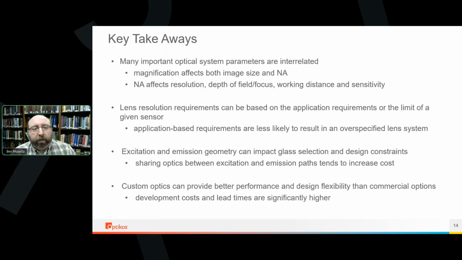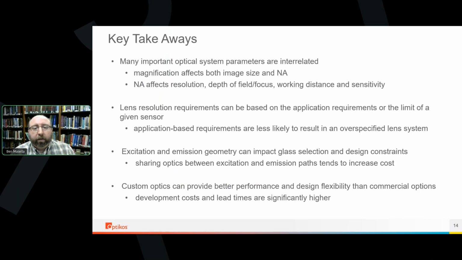So, key takeaways from what we discussed today. Many important optical system parameters are interrelated. Magnification, for example, affects both image size and numerical aperture. The numerical aperture can affect resolution, depth of field or focus, working distance, and the sensitivity of the system. And all these need to be considered when determining what your system specs are going to be.